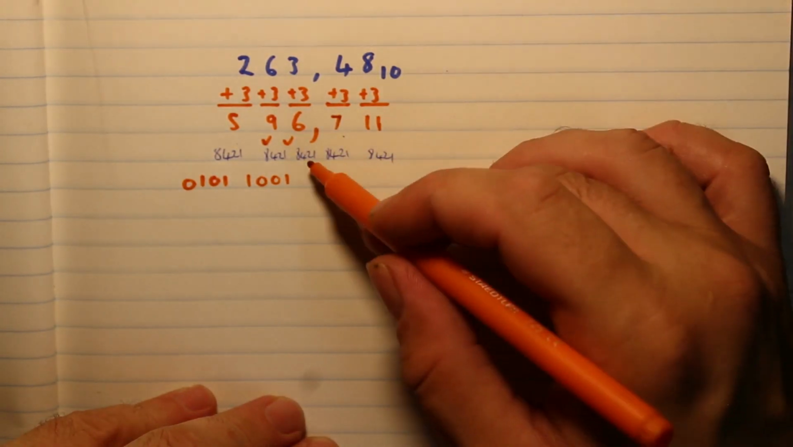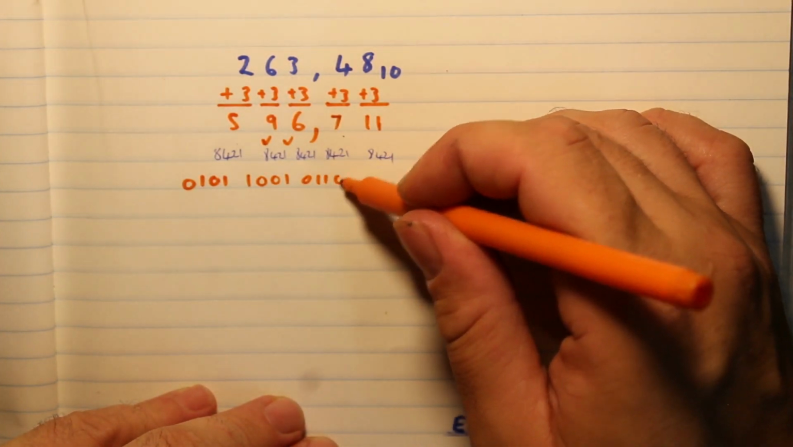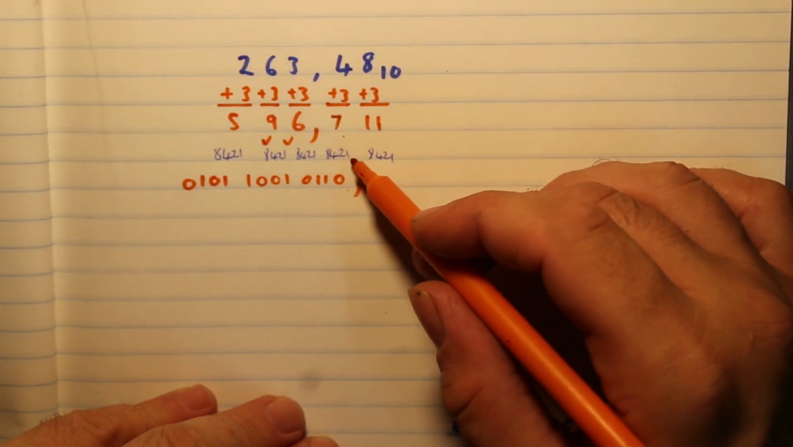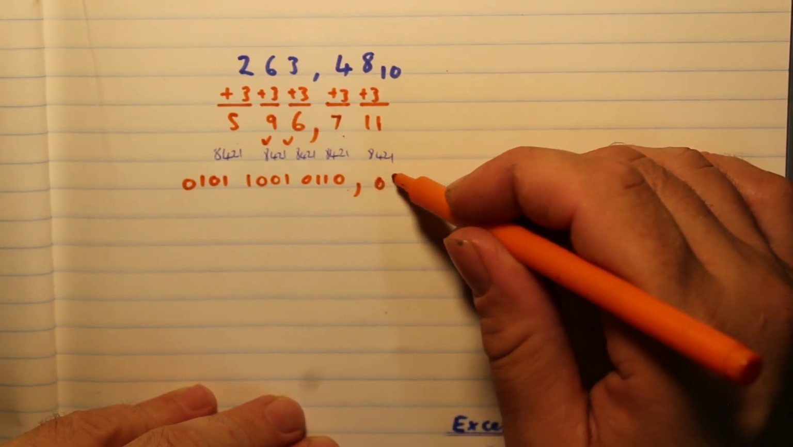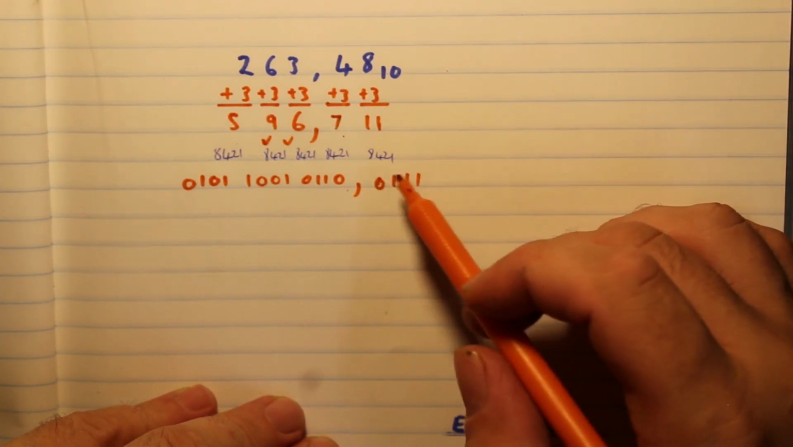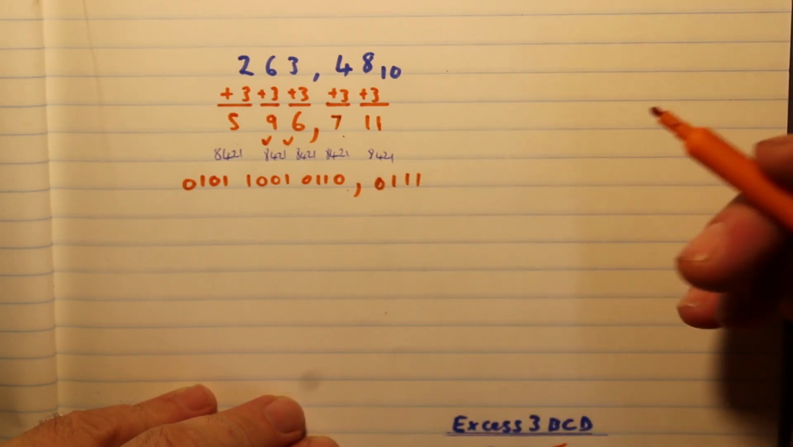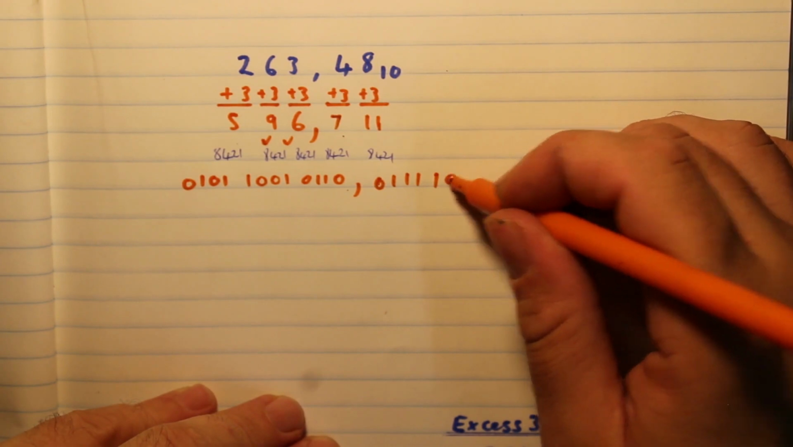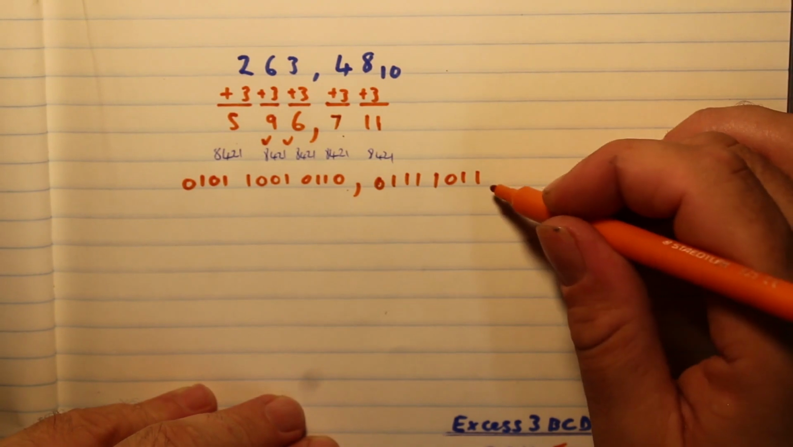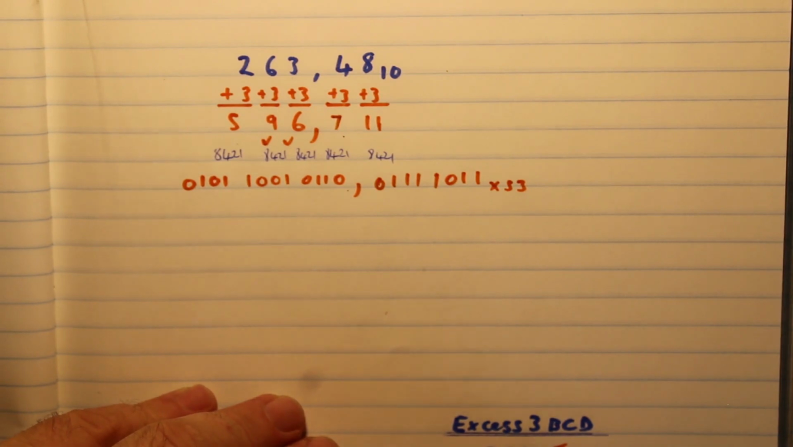The 6, I'm going to use the 4 and the 2, so that's going to be 0, 1, 1, 0, comma. For the 7, I'm going to use the 4, the 2, and the 1, so it's going to be 0, the 4, the 2, and the 1. And for 11, I'm going to use the 8, the 2, and the 1. So 8 plus 2 is 10, plus 1 is 11. So I'm going to use 8. I'm not going to use the 4. I'm going to use the 2, and I'm going to use the 1. And then I'm going to write here, in short form, XS3. So we can see that that's in XS3.